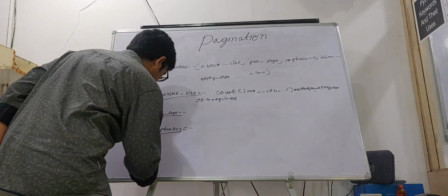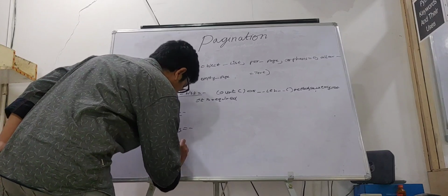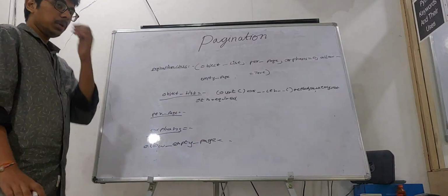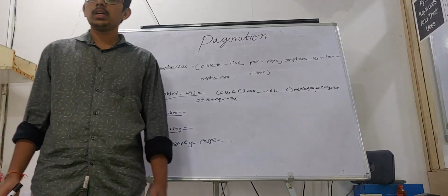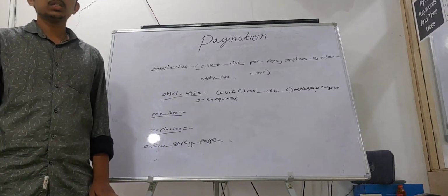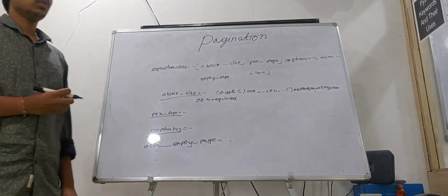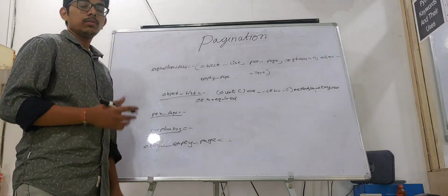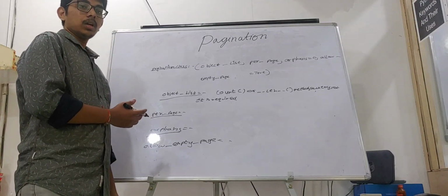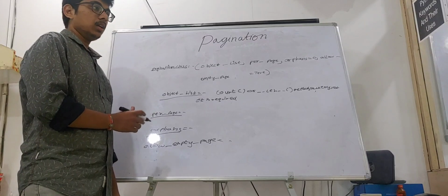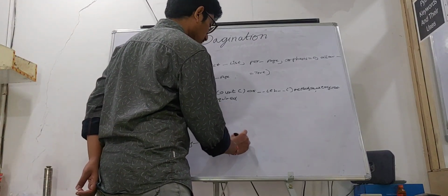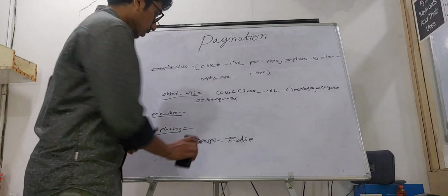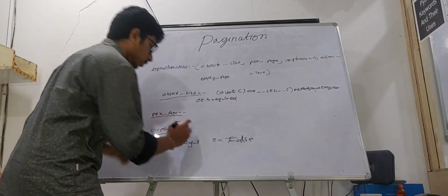Then we go to allow empty page. Allow empty page means whether we want to allow an empty first page. While allowing an empty first page, it raises the error. That's why we want to write false. Allowing empty first page is false.